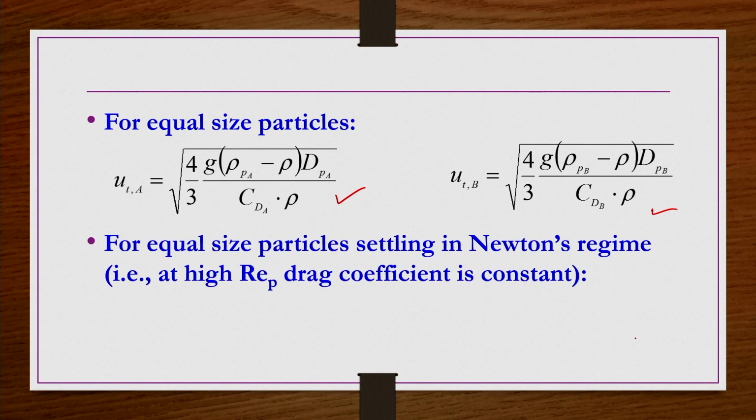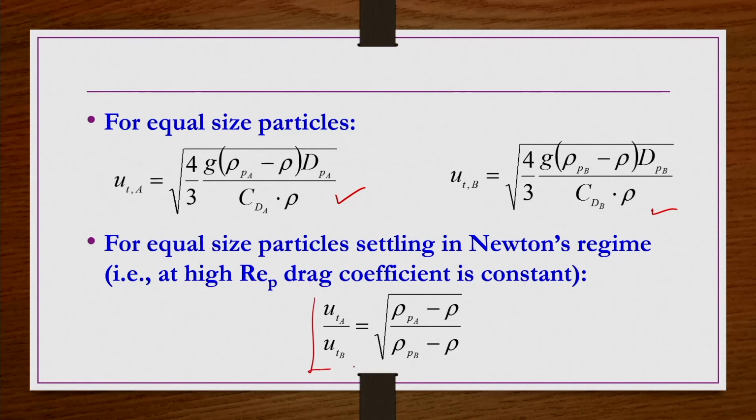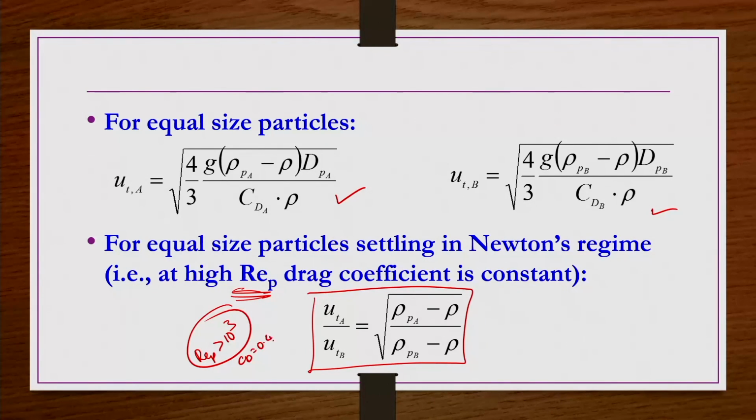but now we are taking equal size particles settling in Newton's regime. At higher REP, the drag coefficient is constant, so CDB equals CDA equals 0.44, and that cancels out. At higher REP, that is REP greater than 10 power 3, we have the Newton's flow regime. Under that condition CD is going to be 0.44, the same for both A and B type particles. So then we can write UTA by UTB.